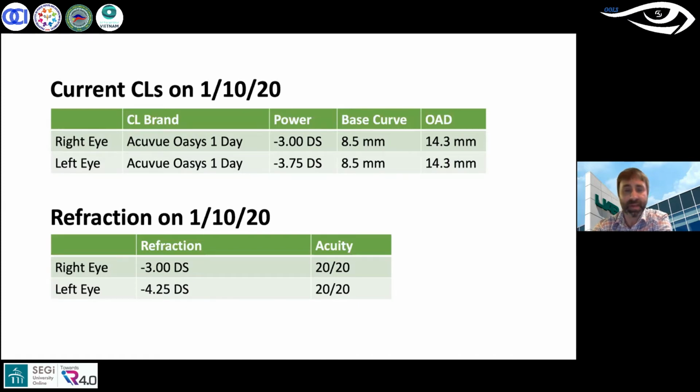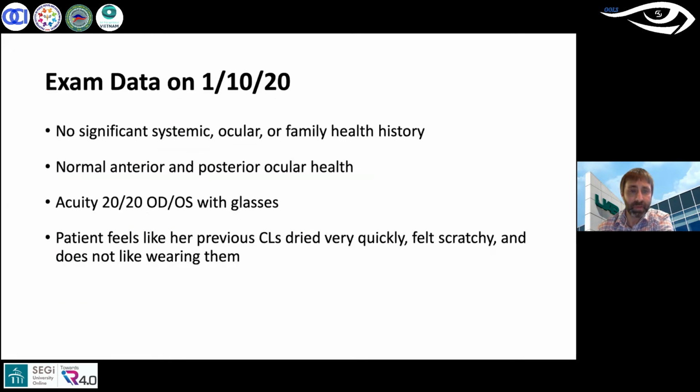We'll come back to that in a moment, but we do our refraction. She's not wearing contact lenses. We find that she's roughly stable. We get a little more history and find out that there's no systemic or ocular family history of note. She has a normal anterior and posterior ocular health, and she's seeing 20/20 with her glasses.